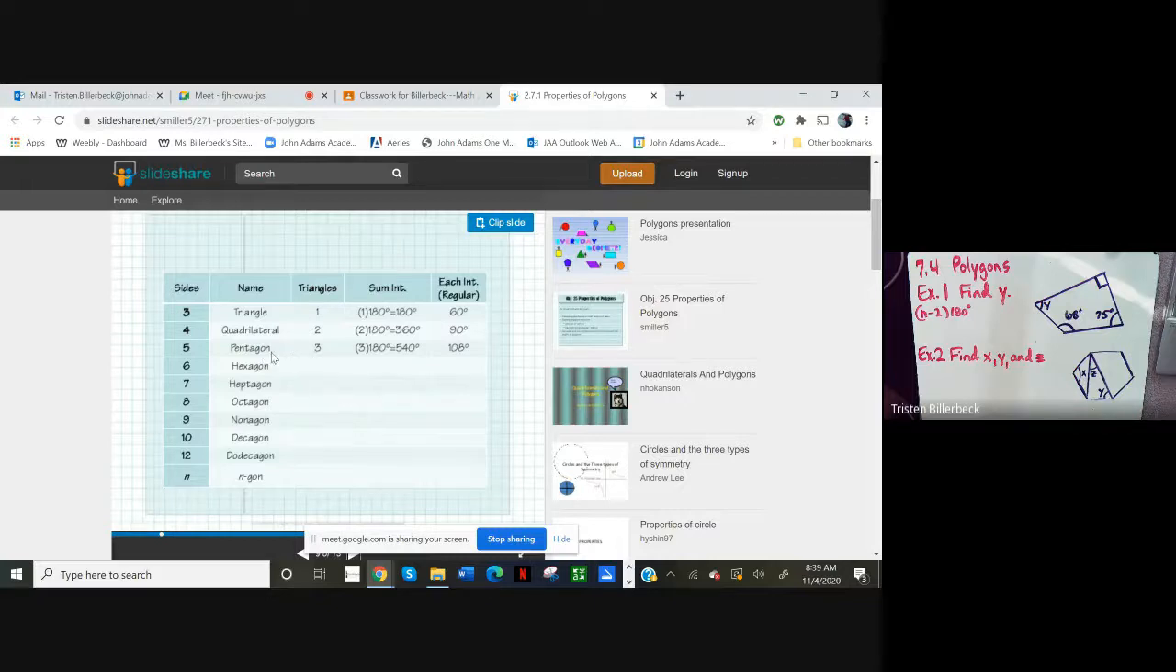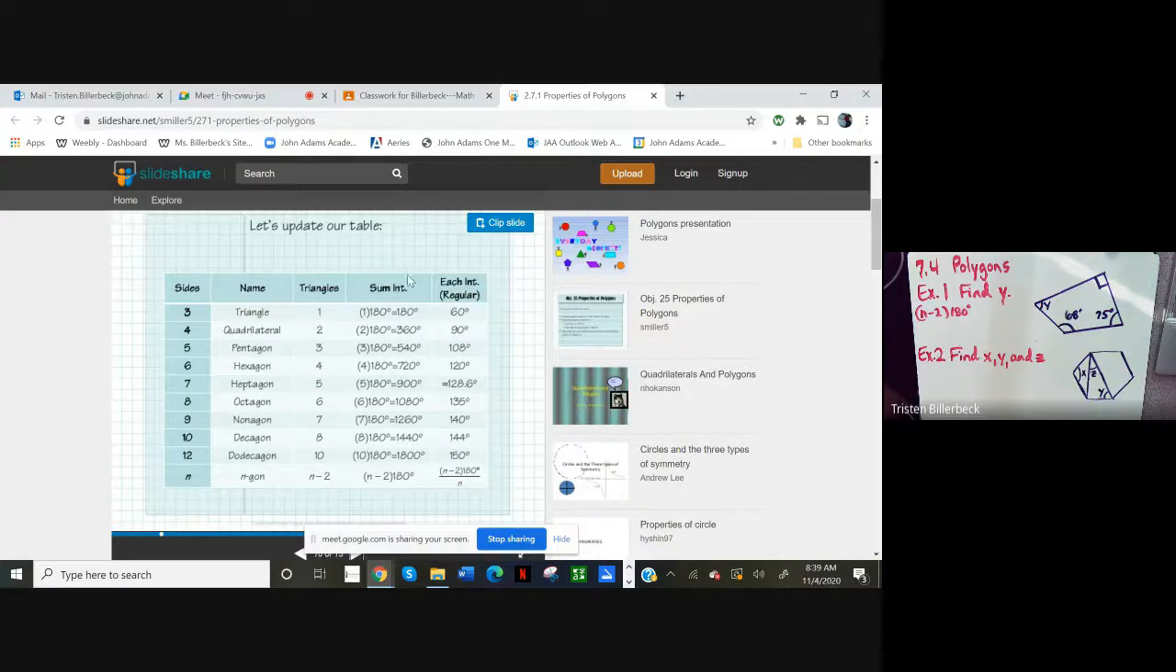We already looked at the pentagon, so there were 3 triangles in it. So 3 times 180, and that's 540. You divide 540 by 5, and you get 108. So let's look at some of these other figures. A hexagon has 4 triangles. So it would have 720, and divide that by 6, and you get 120 for each angle, only if the hexagon was a regular hexagon. I mean, all the sides were the same, meaning all the interior angles were the same.